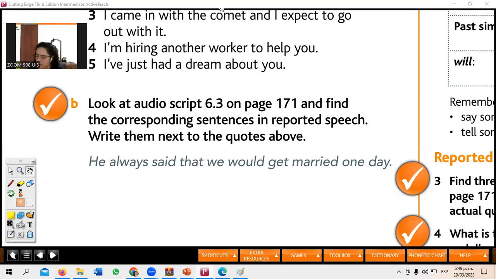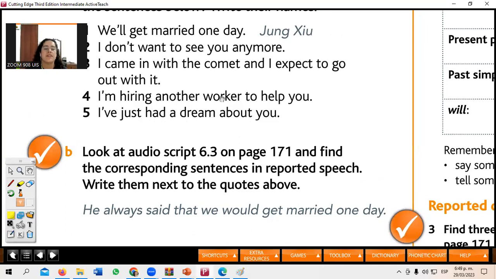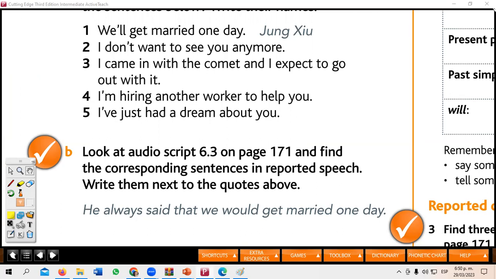Okay, guys, please let me know if you are ready, if you found all the examples in the text, and we'll check together. No? Okay, let's do that together so we can continue with the grammar chart.